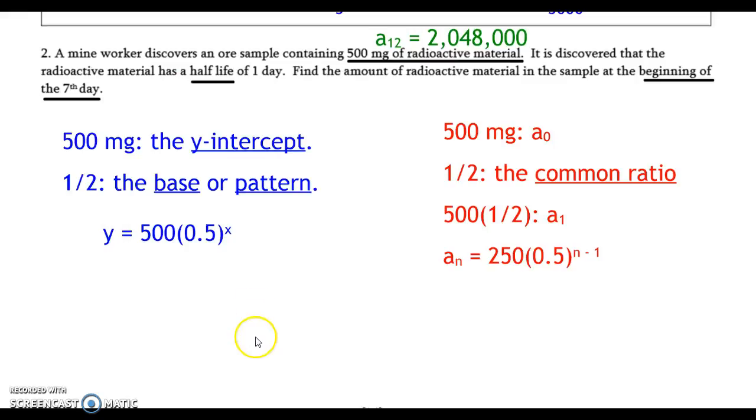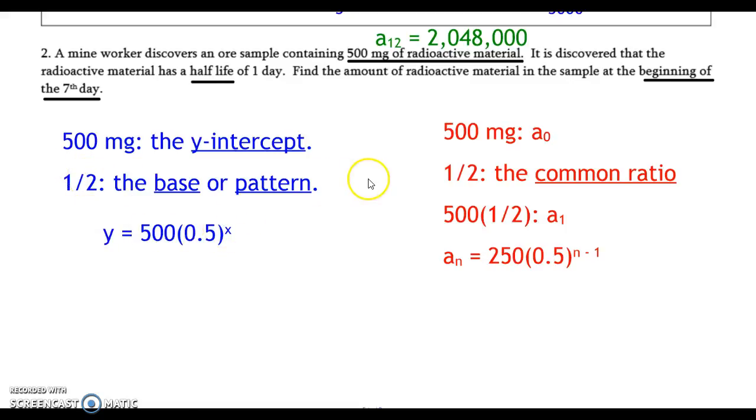Alright, the theme of this lesson was using equations or functions, and using formulas for sequences should give you the same answer, and I wanted to show you that this is yet another example. If you decided to go the function route, you would have seen that 500 milligrams was the y-intercept. It's the starting value. It's what happens at the beginning. You know that 1/2 is the base or pattern because half-life means you're decreasing by 1/2 or taking away half of the substance. So we're able to write our exponential function as 500, the y-intercept, times 0.5, which is the same as 1/2, the base, to the x power.